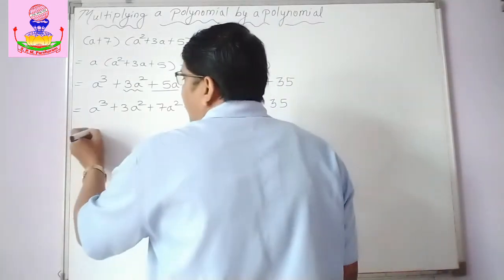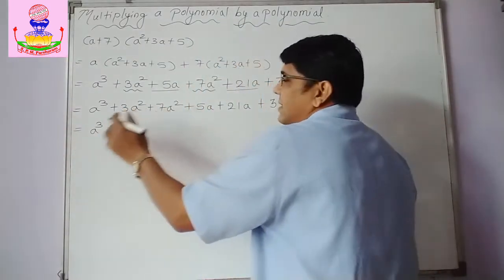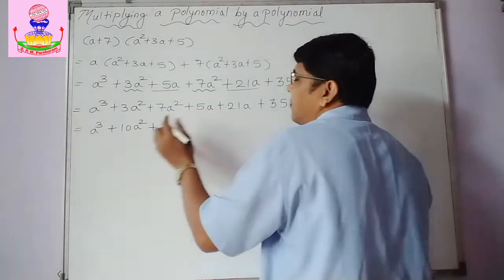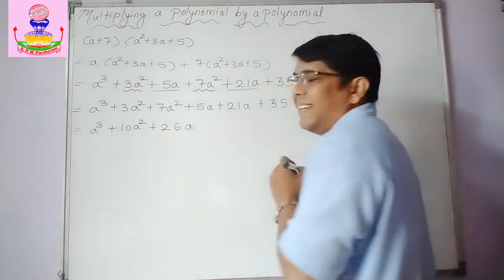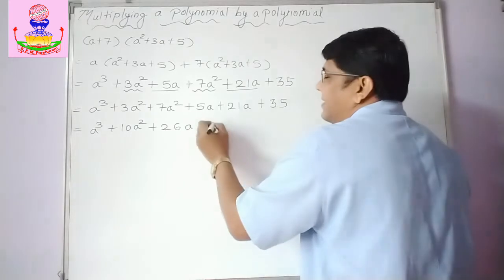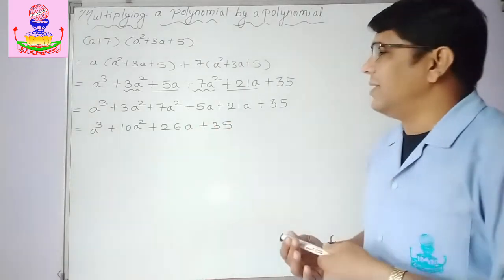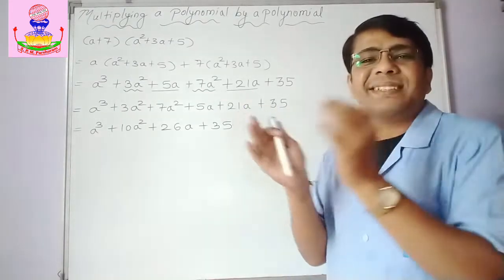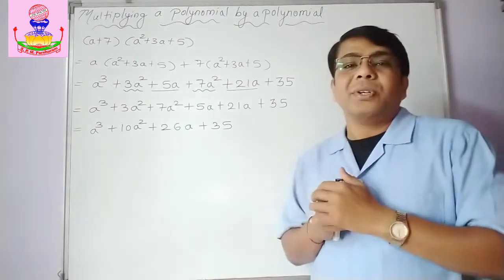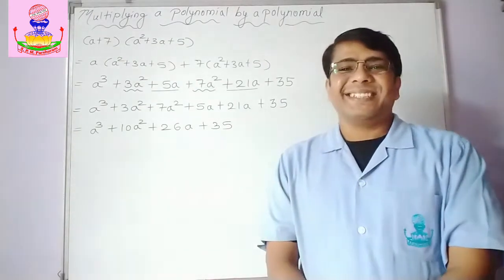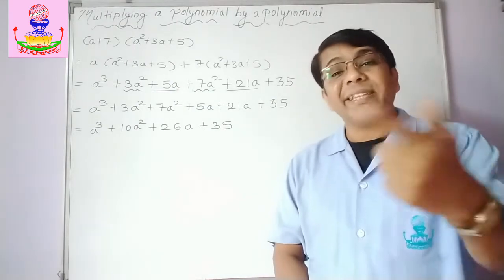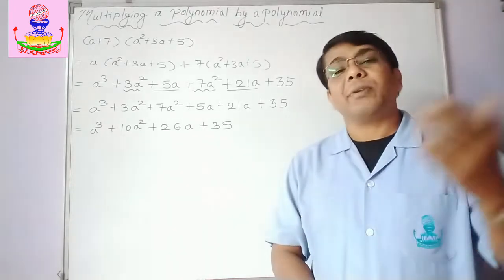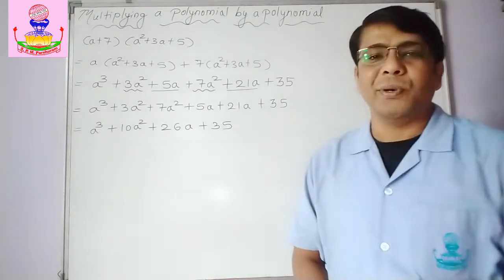Okay. Now, A cube as it is. Plus 3 plus 7. So 10A square. Plus 21 plus 5, 26A. Right? And plus 35. So you can see in the final answer, the number of terms is reduced because similar terms got added. Okay. Now these are simple multiplications, but we are studying application also. So let us take one example of the application and then we can move to the exercise 9.4.